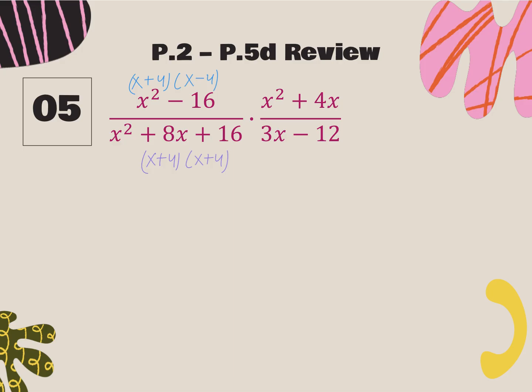The x squared plus 4x, I can take out a GCF of x, and I'm left with x plus 4. And then it looks like on the bottom, I can take out a GCF of 3, and I'm left with x minus 4. All right, so this is exactly what we did in the multiplying and dividing rationals lesson, right? So we just factored and canceled anything that matched. It looks like I have an x plus 4 that matches.